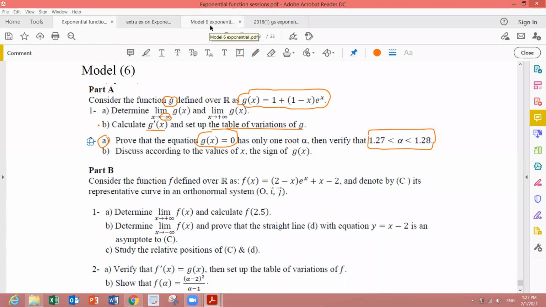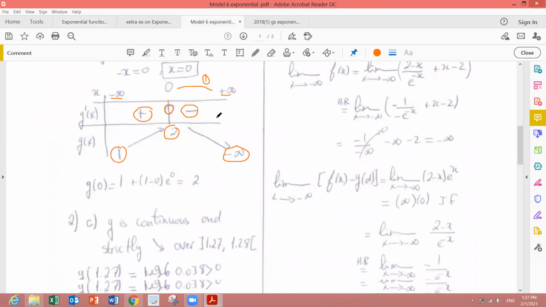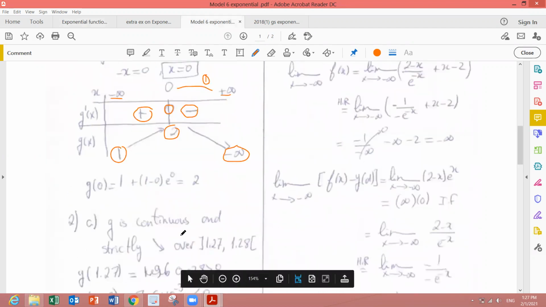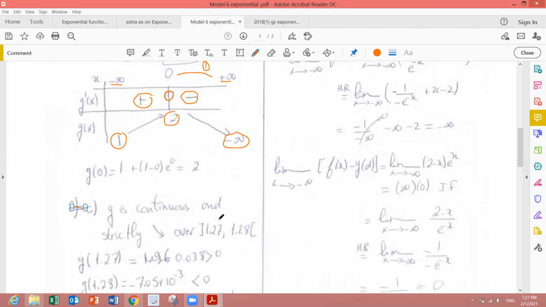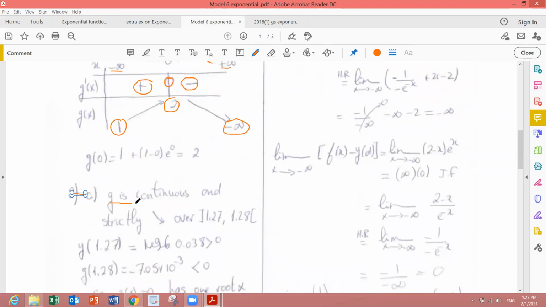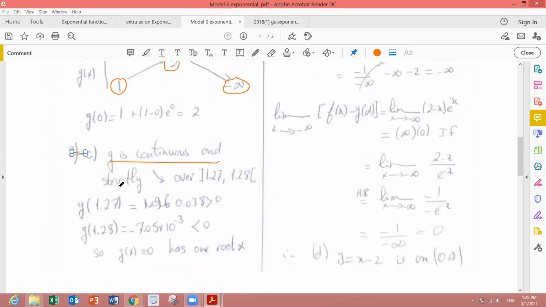Ustaz, here it is not written monotone, because it is not strictly increasing or decreasing. You have always to mention it is increasing or decreasing in the given interval, not over R. In the table, it is increasing and then decreasing. In the interval 1.27 to 1.28 it is decreasing. So g is continuous and strictly decreasing over the given interval.